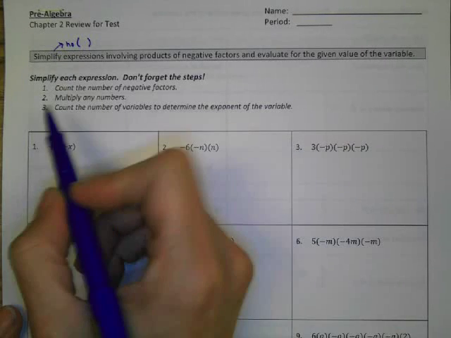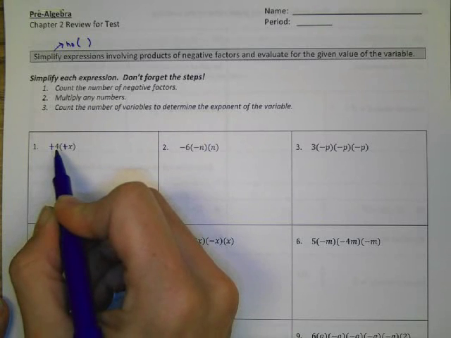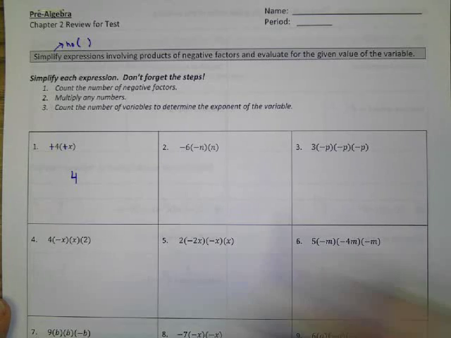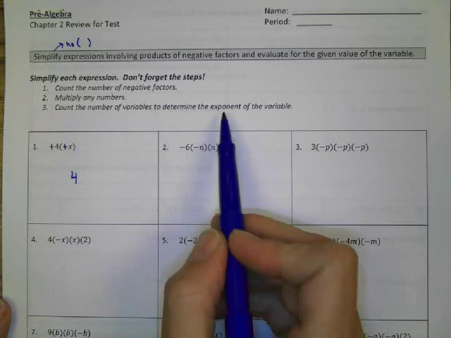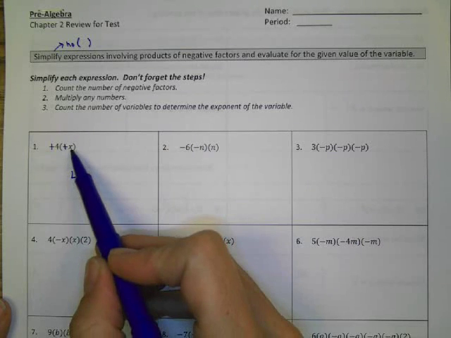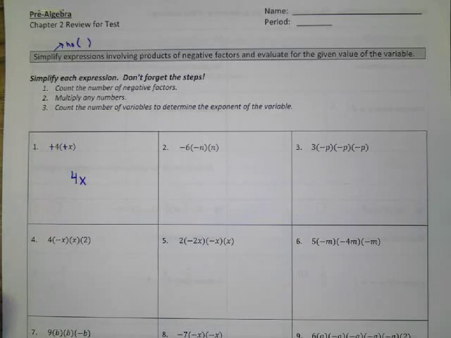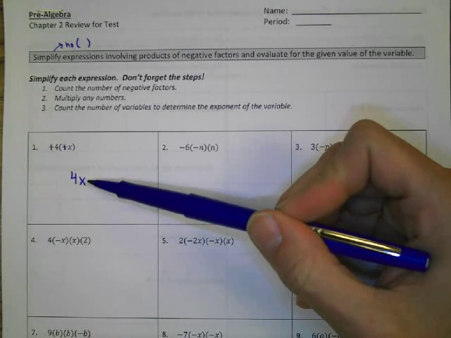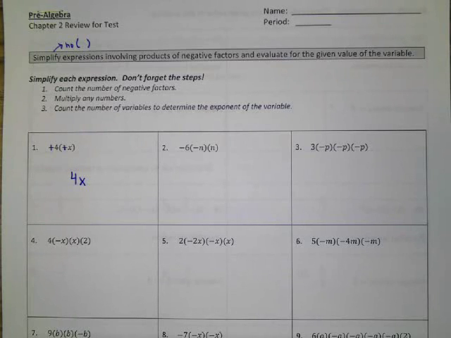My next step is to multiply any numbers that I see. In this case, my only number is 4, so I'm just going to copy down my 4. And then lastly, it says count the number of variables to determine the exponent. In this case, I only have one x. So I really have x to the first power, but I'm not going to write that exponent of 1. So this would be my simplified expression. My parentheses are gone, my negatives are gone, and I just have one variable.